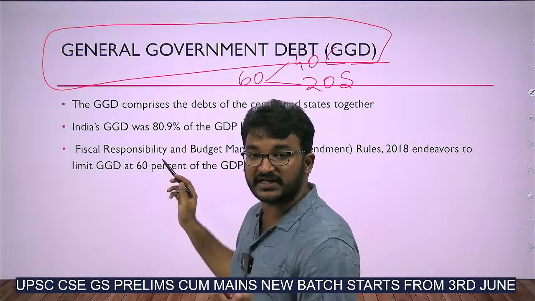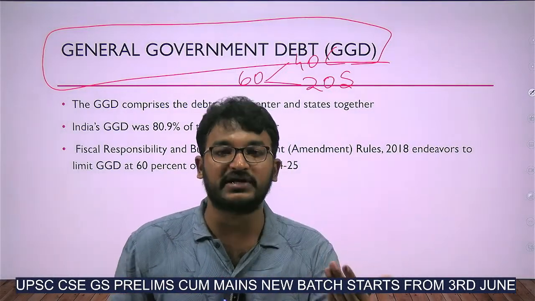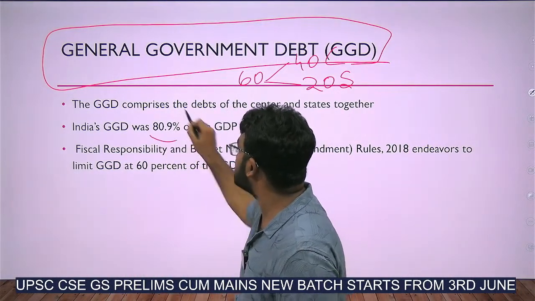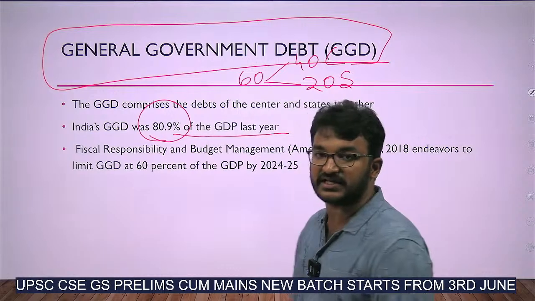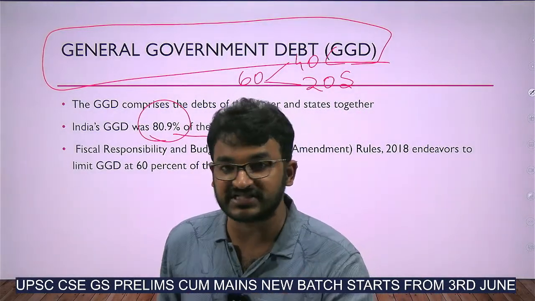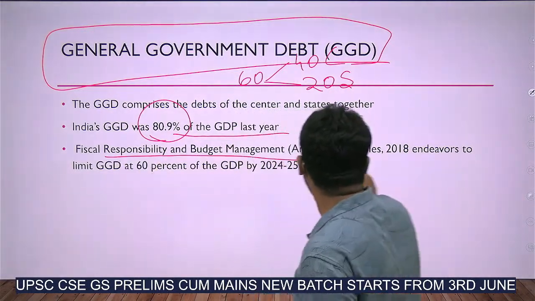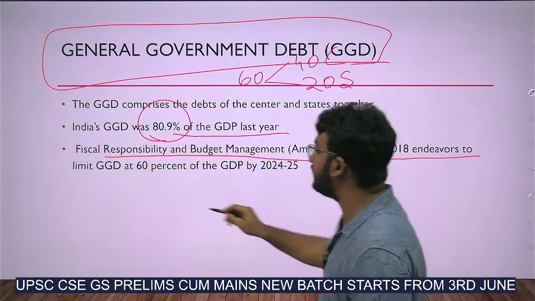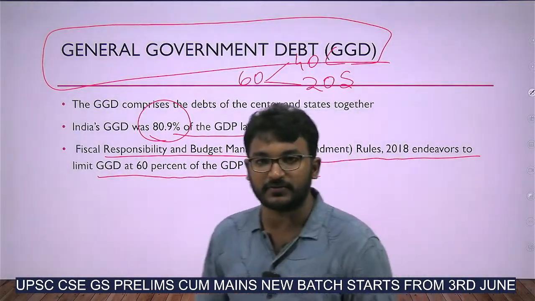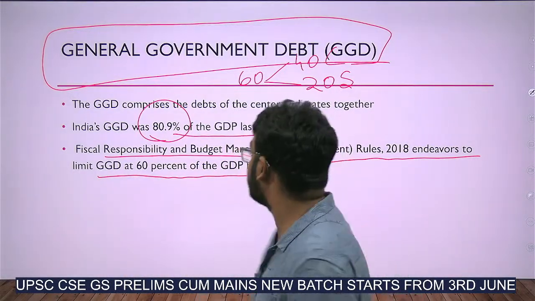India's general government debt is nothing but the addition of central government debt and state government debt. India's general government debt was 80.9% last year. Okay, it is 80.9%, nowhere nearer to the 60%. As I mentioned earlier, FRBM rules 2018 endeavor to limit general government debt at 60% of the GDP by 2024-25. Target is to reach 60% by 24-25.